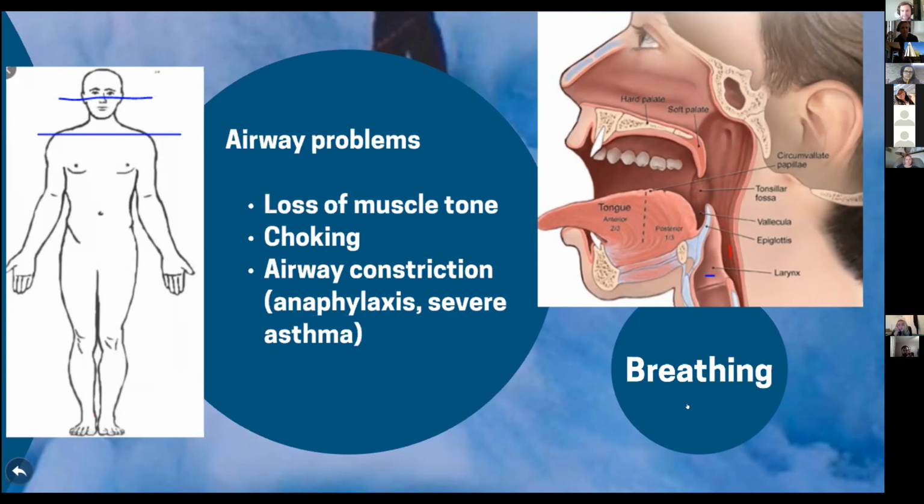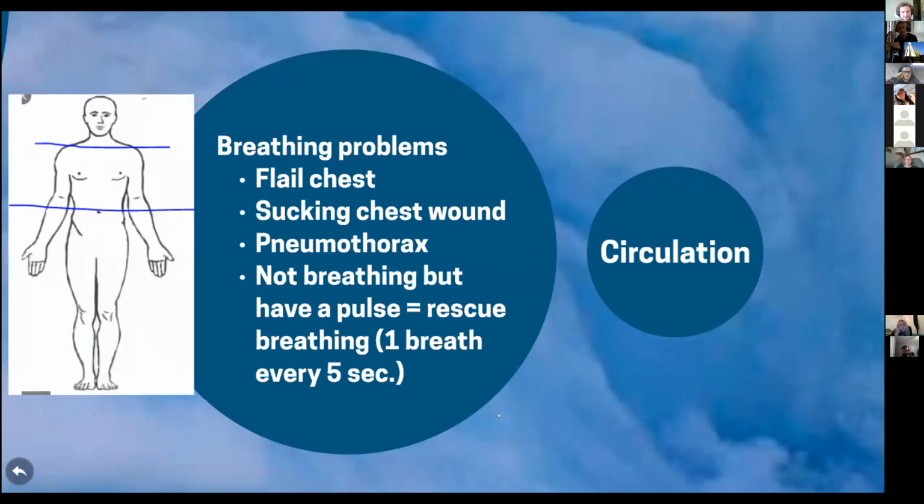So A is airway. Very important that you assess the airway after your scene size up. So we'll move on to B, breathing.